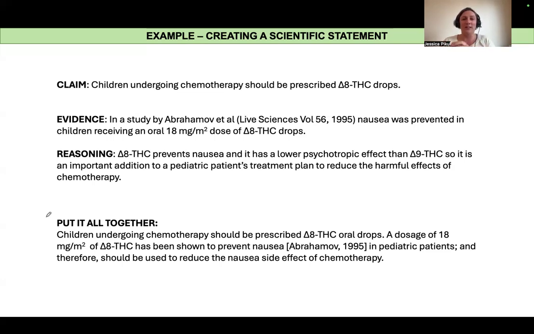So if I was going to put this all together into a statement that I was writing for homework or for anything like a blog post, I'd say children undergoing chemotherapy should be prescribed delta H THC oral drops. A dosage of 18 milligrams per meter squared of delta H THC has been shown to prevent nausea in pediatric patients, and therefore it should be used to reduce the nausea side effect from chemotherapy. And so we took the claim, the evidence, reasoning, and we shortened it. A lot of times the reasoning is repeating some of the evidence as it explains it, and you can combine those into one, as we did here.